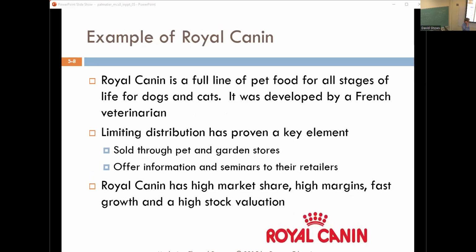So this is an example, Royal Canin, which is a full line of pet foods. It was developed by a friend of a vet, but they believe that their success was in limiting distribution. And so they did not sell through major distributors such as Walmart. They sold through pet stores and garden stores. They demanded and maintained a certain level of exclusivity.